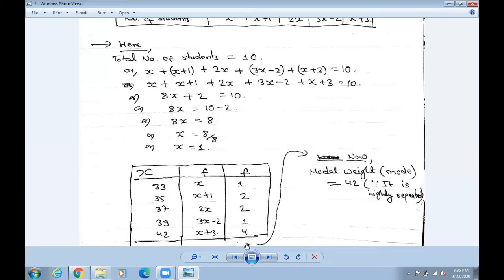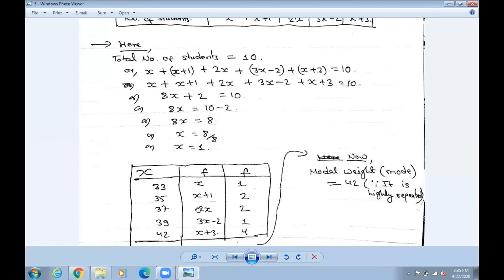Mode means how much? Mode is 42. Why is it 42? Since, okay, two dots at the top and one dot at the bottom. This means this is the signature of "since". If you write one dot at the top and two dots at the bottom, that is "therefore". So this is "since". Since 42 is highly repeated, that's why this is the mode.